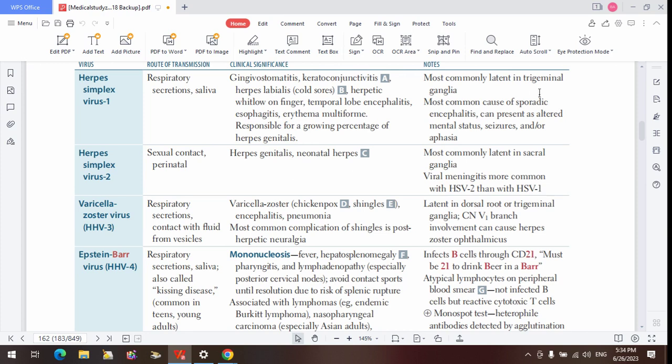It stays dormant within the sacral ganglia. Of course, this one is in the genital area. The sacrum is very close to the genitals. So it stays latent within the sacral ganglia and not the trigeminal ganglia. Reactivation in this kind of person can cause recurrent ulcers. So I hope we are noting the manifestation of reactivation in these guys.